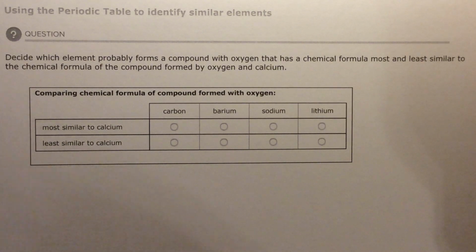Anything touching the stair step from boron to astatine, that is a metalloid or a semi-metal. And anything in the upper corner of the periodic table above the stairs is a nonmetal. So metals are more like each other than they are nonmetals. That's an easy one. More specifically and a little bit more subtly, anything in the same column or same group is going to be more similar.